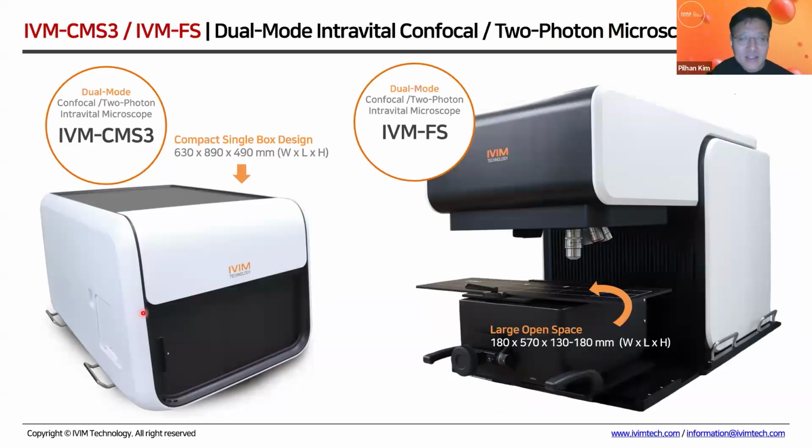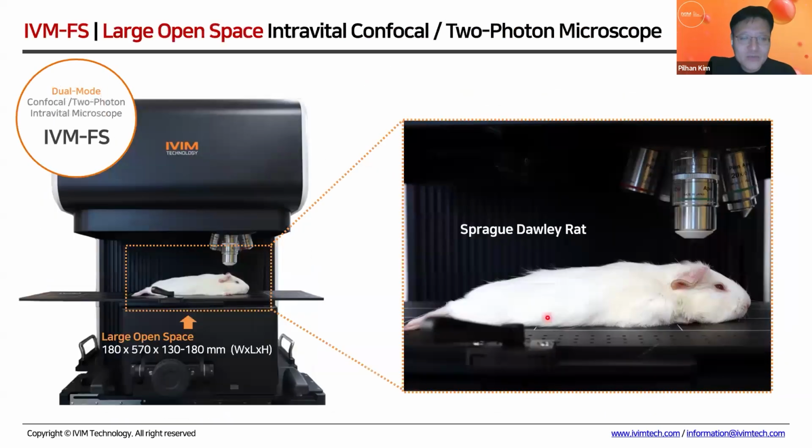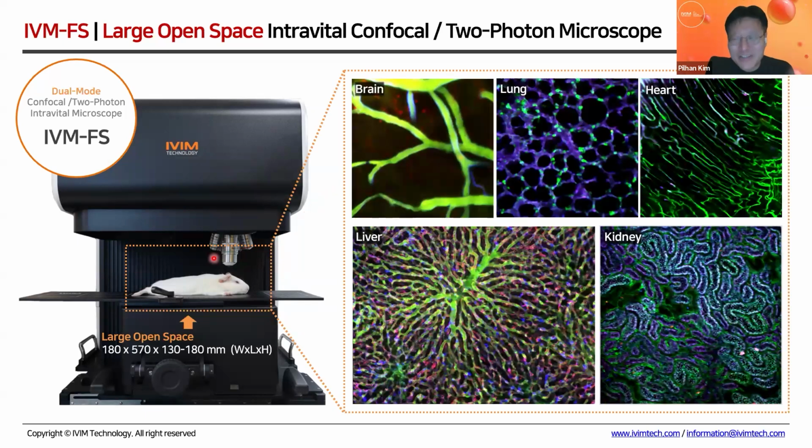Okay. This is our standard model, but recently we also made larger versions to handle larger animals. This is one example. This is a rat. We can image the rat, ferret, or even some medium-sized animals using this version. It has more open space to handle medium-sized animal models. Even in the lab, we can also obtain high-resolution images from all these different organs, like we did in the mouse model.